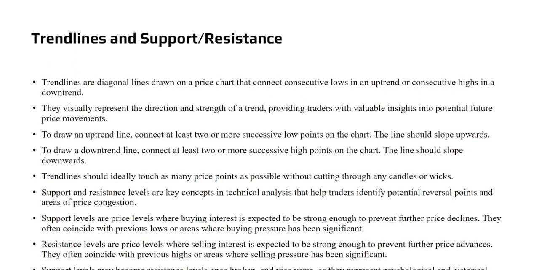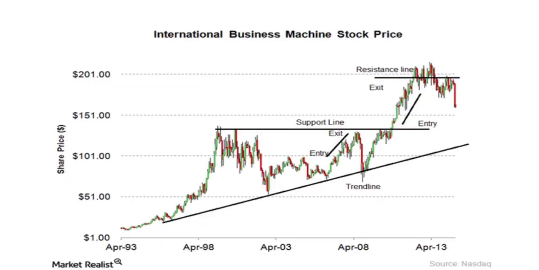Support levels may become resistance levels once broken, and vice versa. They represent psychological and historical levels where traders react to price movements. And we look at that by just looking at previous data. So let's talk about this guy.